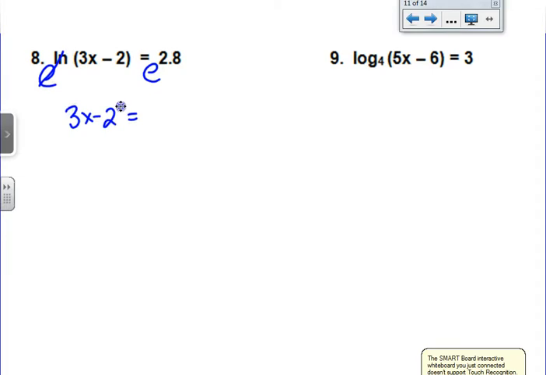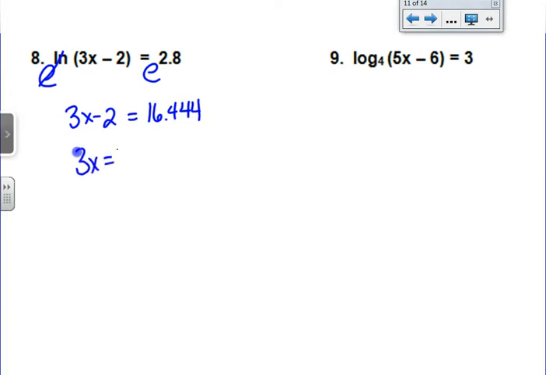And then on my calculator, if I type in e to the 2.8 power, I get 16.444. So now we're going to add the 2 and get 18.444, and then of course divide by 3. And we get 6.148.